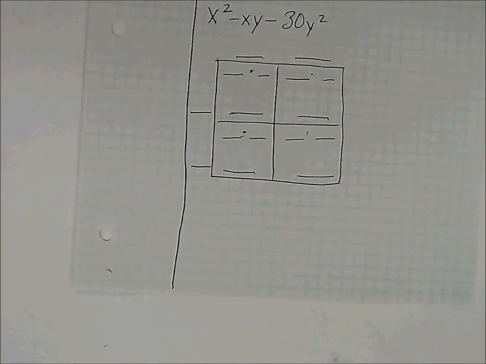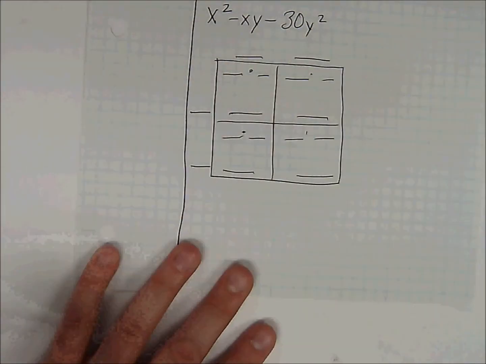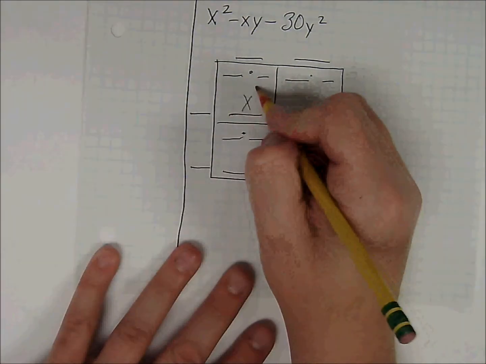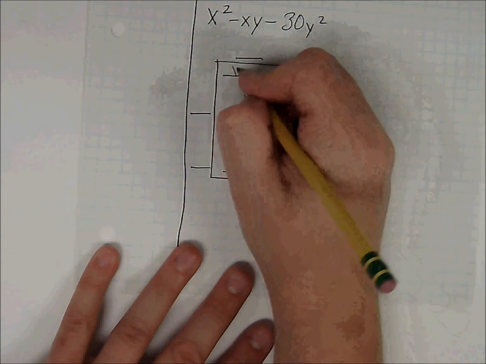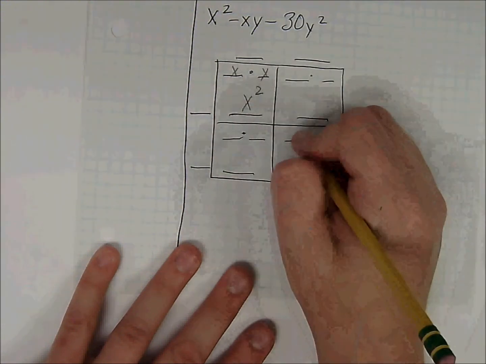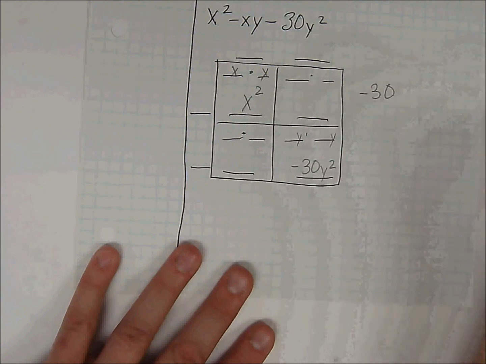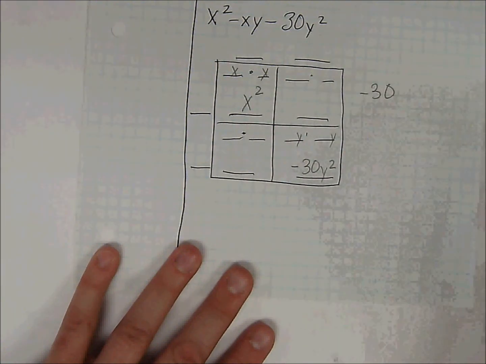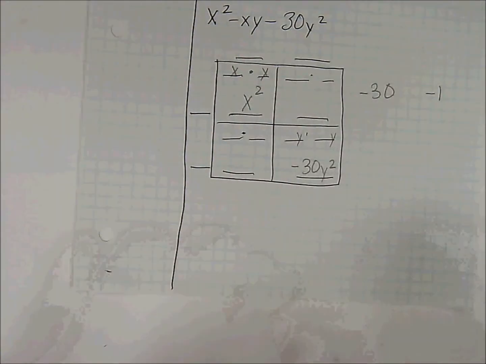All right, looking at this problem, again, I have nothing I can take out of all 3, so I'm going to put x squared, negative 30y squared. X squared's the easy one. We know the y's have to be y and y, but we want it to multiply together and be negative 30, and when you add it together, you get negative 1. So you've got to think about it.